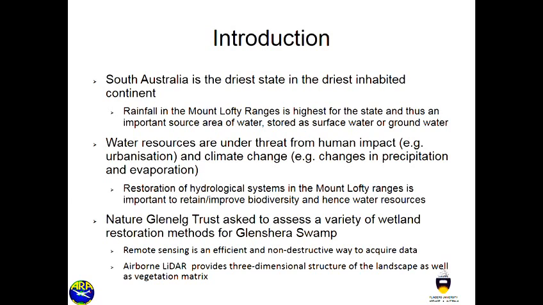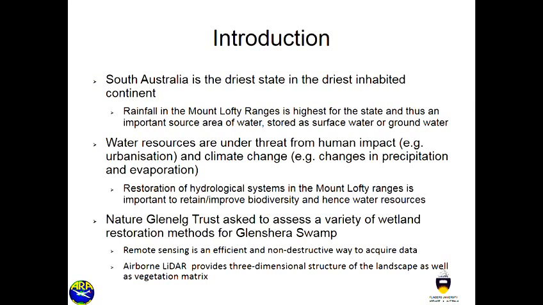The water resources, on the other hand, are under threat from different sources. It could be urbanization, it can be pollution, because if we collect rainwater for our rainwater tanks, or collect water in the dams, we need to make sure that it's not too polluted. And because precipitation changes on an annual basis, on a seasonal basis, and on a long-term basis as well, we need to make sure that we can collect as much water as possible. The restoration of hydrological systems is therefore very important.